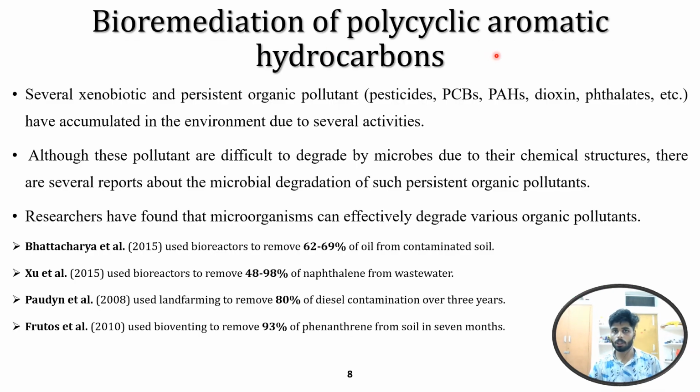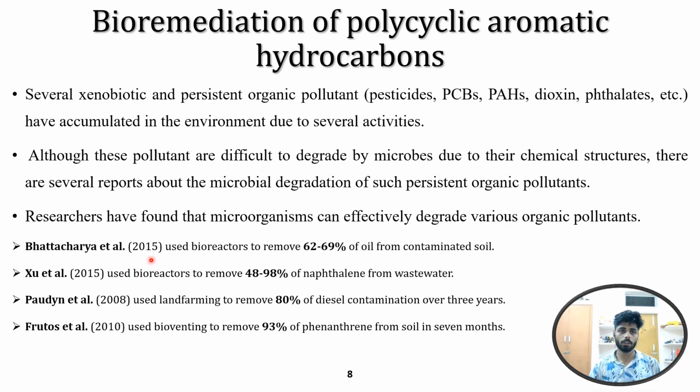Microremediation of polycyclic aromatic hydrocarbons. As I mentioned in the previous slide, organic pollutants such as PCBs, pesticides, etc., which have accumulated in our environment due to various human activities, are very hard to be degraded by microorganisms. But even though it is very hard to degrade such pollutants due to their chemical structures, there have been reports where microorganisms have effectively degraded such persistent organic pollutants. Some examples are also given here.